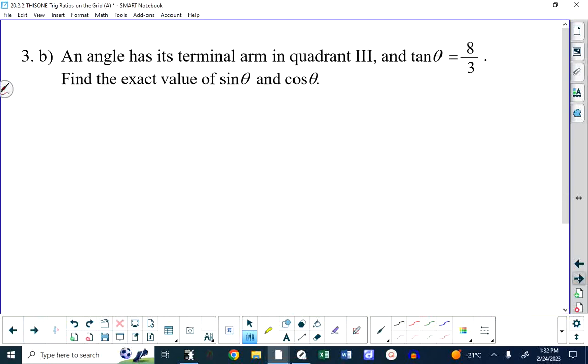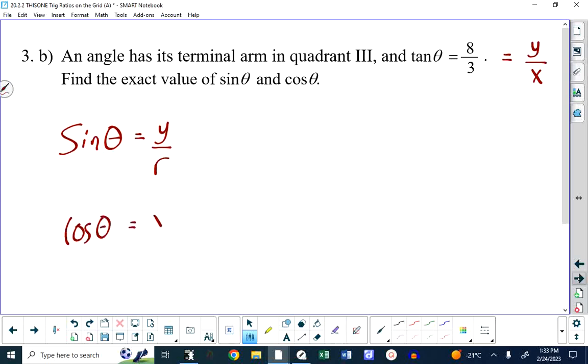Try one more. An angle has its terminal arm in quadrant 3. Tangent of theta is 8 over 3. Tangent, of course, is y over x. So if we want sine of theta, that's y over r. If we want cos of theta, that's x over r. We're missing r, aren't we? Would you agree?